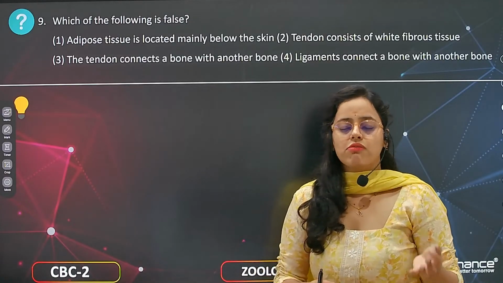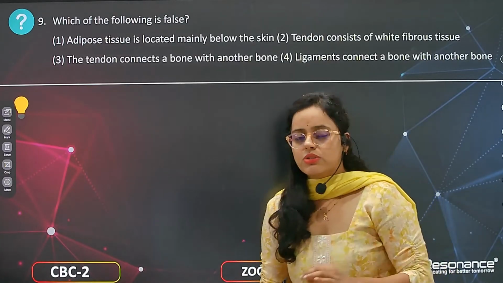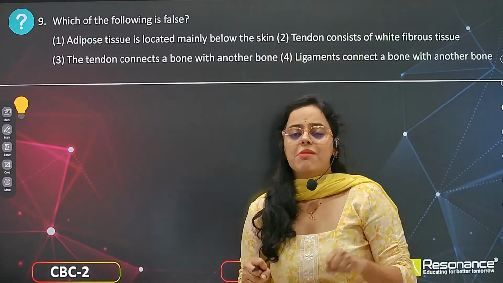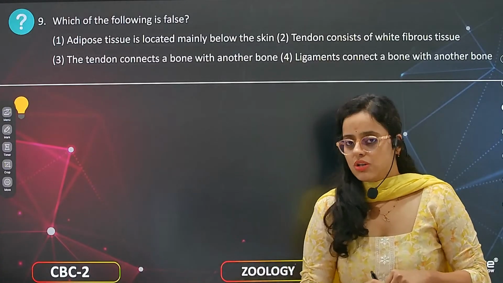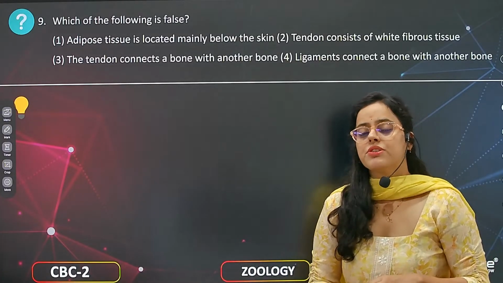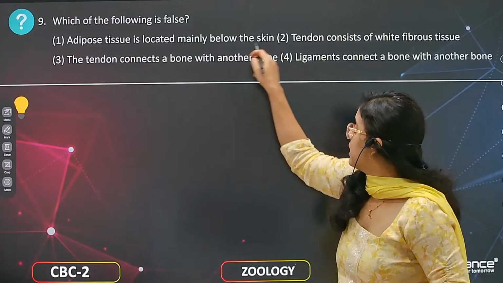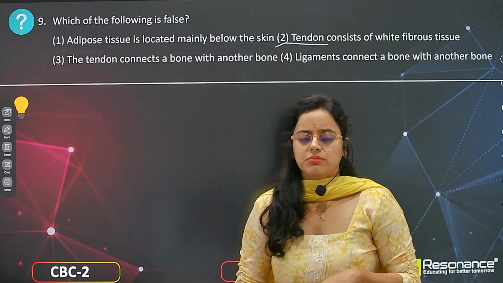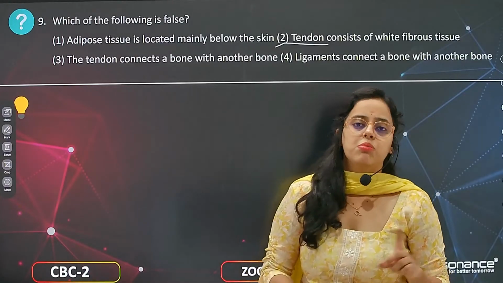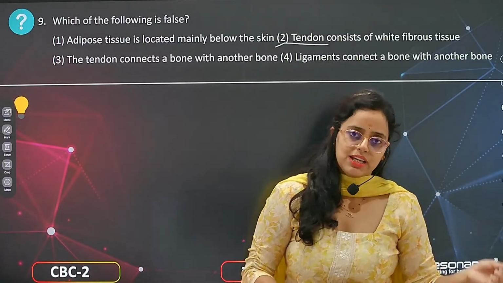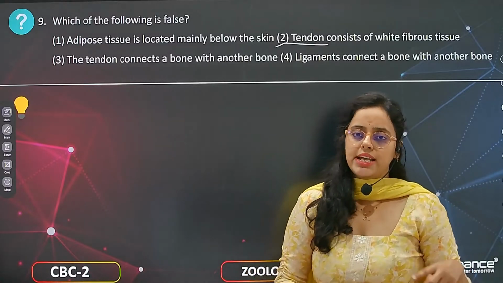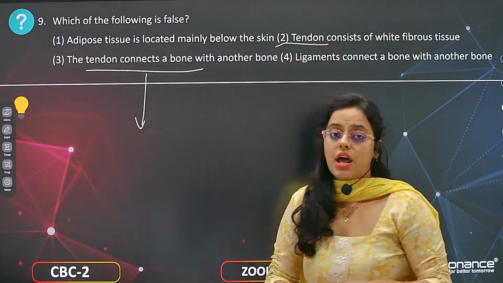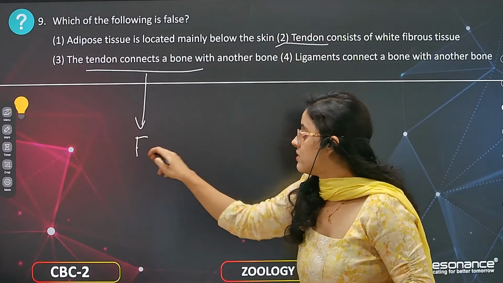Tendon consists of white fibrous tissue. This is also a true statement. Why? Because they are very rigid, and white fibrous connective tissue consists of collagen protein, which gives thickness and rigidity. The tendons connect bone to another bone? Tendons never connect bone to bone. That is the function of ligaments, which consist of white and yellow fibers. So here the statement that tendon connects bone to another bone is a false statement.